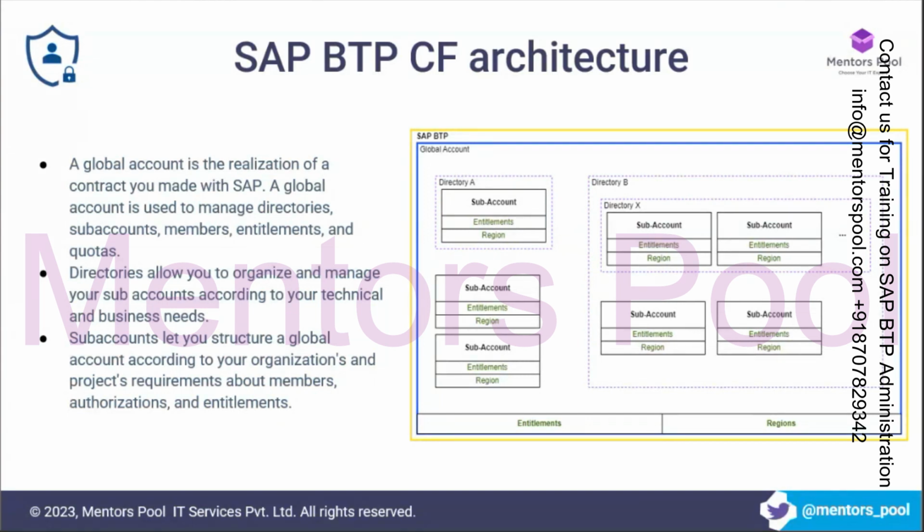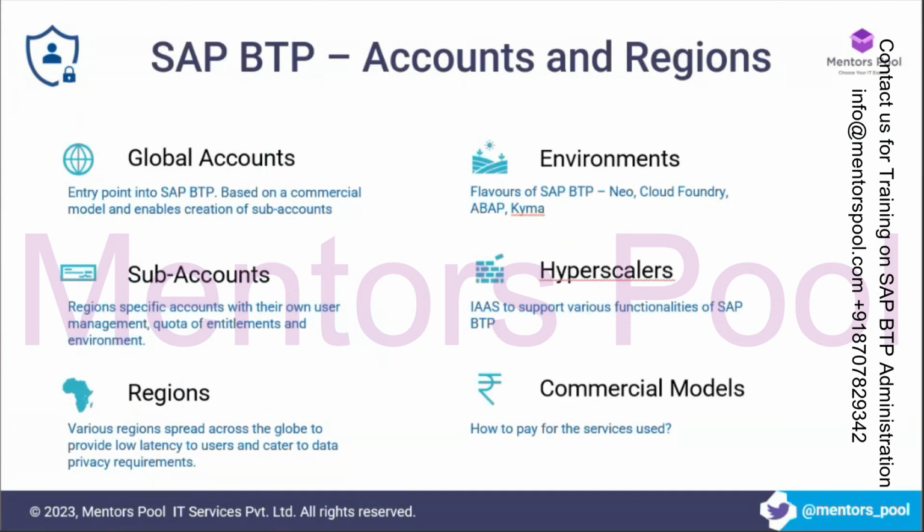Then we started with our BTP walkthrough. We learned about what are the different environments available in BTP: Neo, Cloud Foundry, ABAP, Kyma. Then we understood what are hyperscalers. So the infra service providers are hyperscalers. Then we also learned about regions, various regions that we have in SAP BTP. Today I'll show where you can find what all regions are available, what all services are available in those regions. All those things we will cover today.